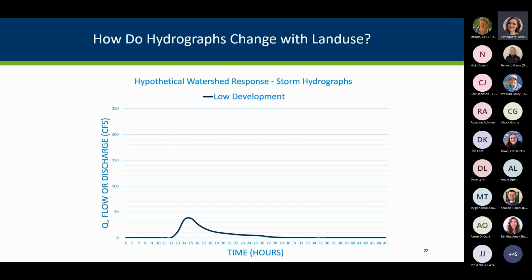So here's another example of a hydrograph, and now we're going to look at how it changes with land use. This is a hydrograph showing the flow in a watershed over a period of 45 hours. Now let's imagine that this watershed's a 200-acre forested watershed in a stream without any development. It takes some time for the water to start peaking, but it peaks at about 40 CFS at 15 hours or so, and then the discharge decreases over the next 12 hours back to the baseline.